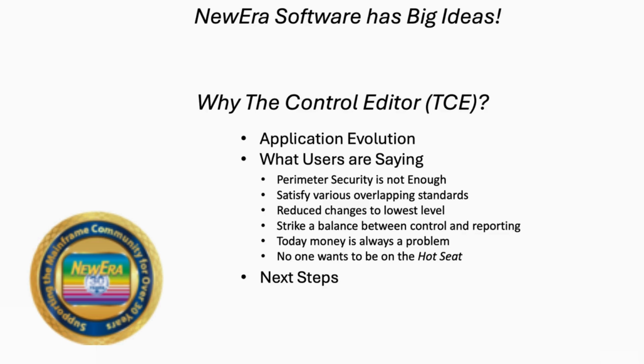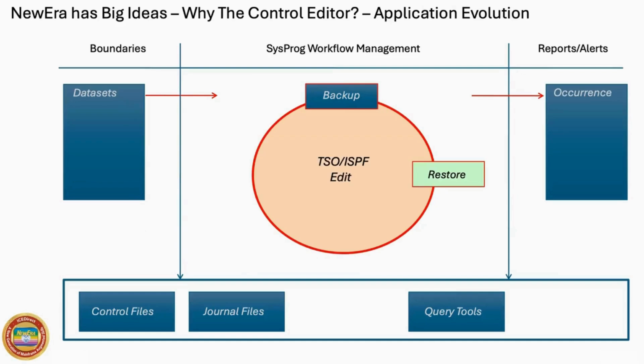Now, we've got 6 or so of those user stories here. We won't be able to share them all, so we're just going to work on the first one, which is called Perimeter Security is Not Enough. And then you can follow along with the rest of them as you get a copy of this presentation. So first, let's talk about the history of the control editor.